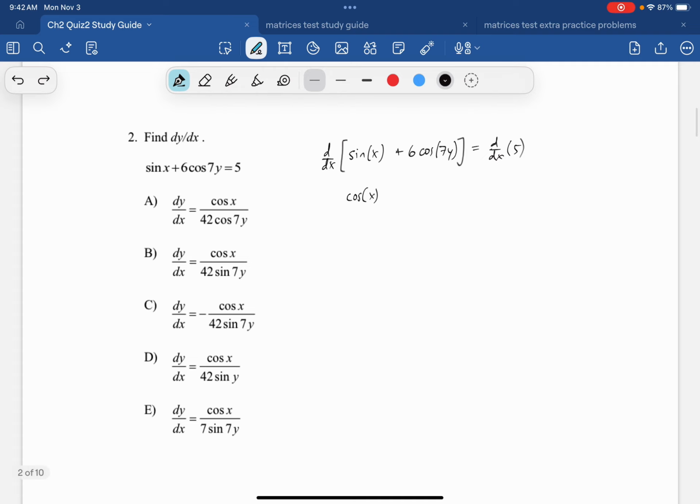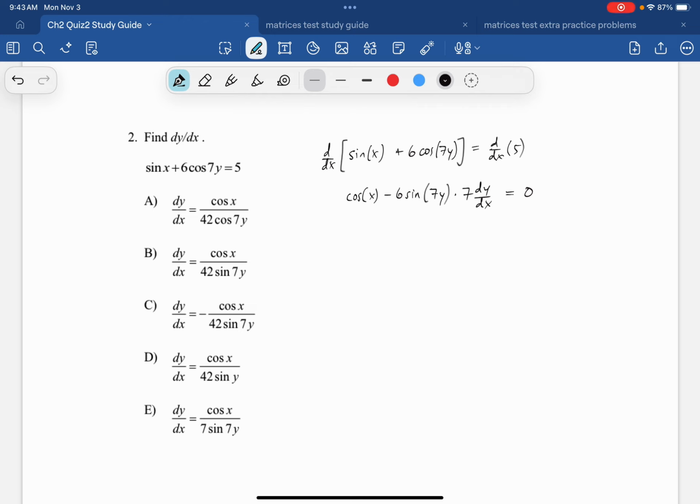So the derivative is going to be, I'm going to first take the derivative of the outside function and leave the inside alone. So it's going to be minus 6 sine 7y, because the derivative of cosine is negative sine. So I've taken the derivative of the outside with the inside left alone, and then I need to multiply by the derivative of the inside. So it's going to be 6 sine 7y times 7 dy dx, because that's the derivative of 7y. And finally, the right side is equal to 0 because it's a constant.